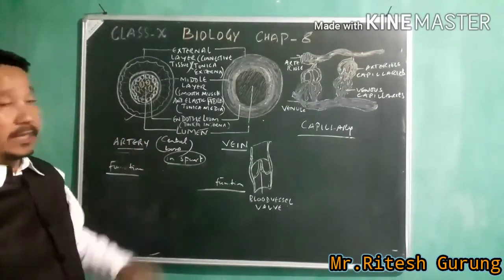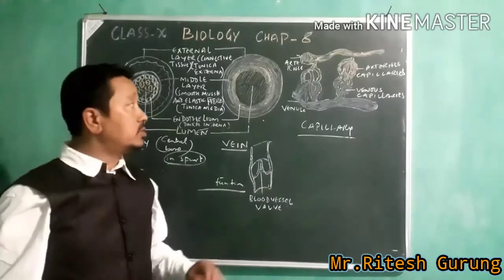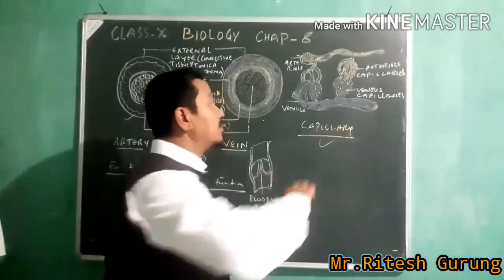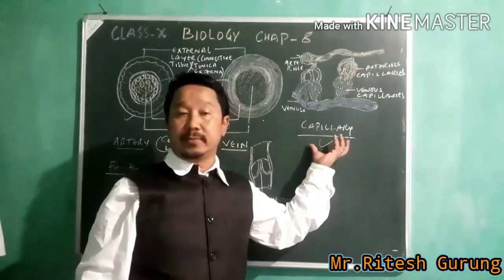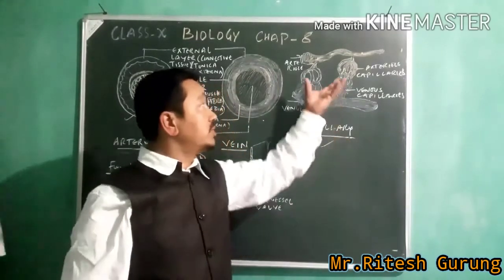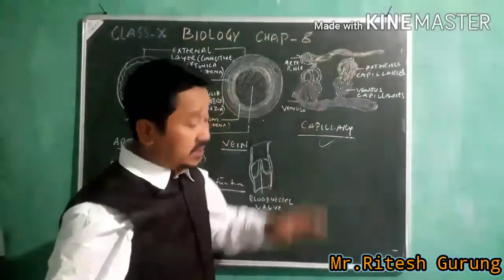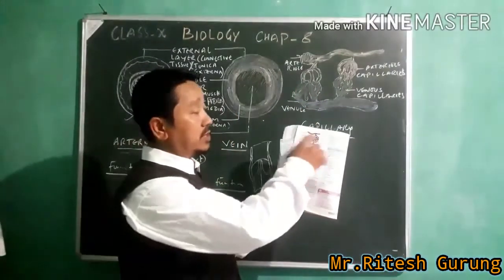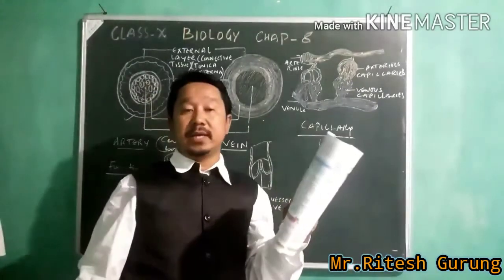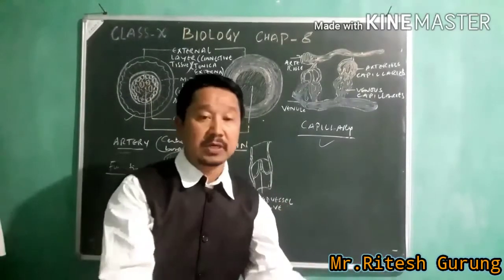All right, then we'll go to another type of blood vessel called capillary. Okay, this is your capillary. As you see the structure of capillary, if it is not clear out here, you can see the book also, page number 104. Here you can see the blood capillary.